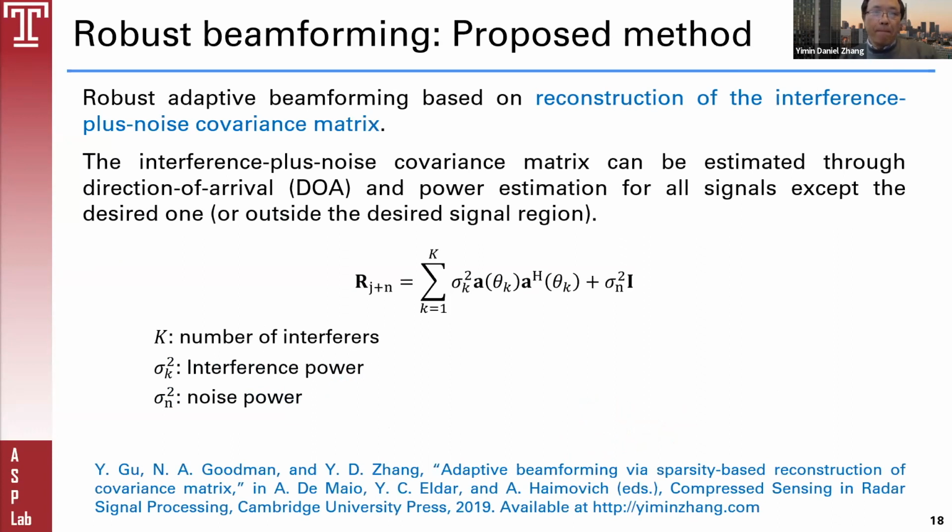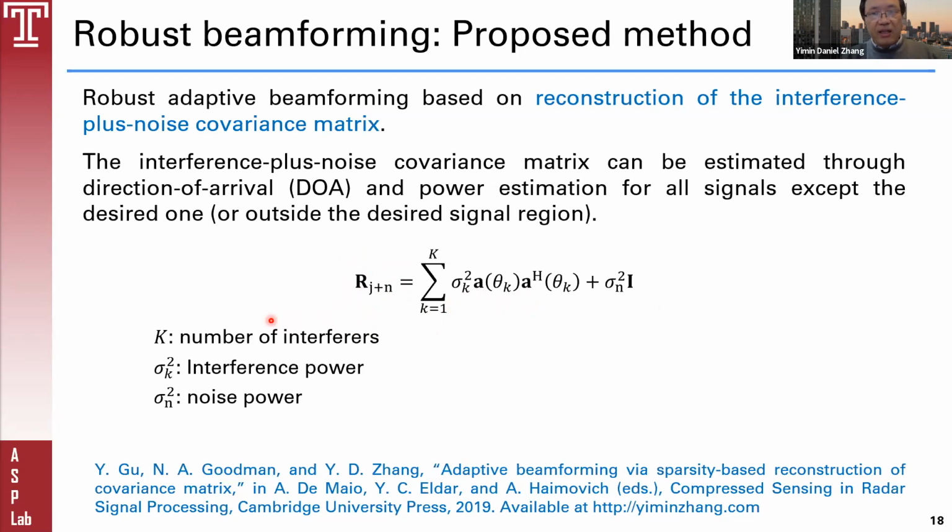So we propose a robust adaptive beamforming based on the reconstruction of the interference plus noise coherence matrix. The idea is to estimate the DOA and the power information of each signal. And then we reconstruct the interference plus noise coherence matrix based on the estimated power information and also the steering vector in this way.